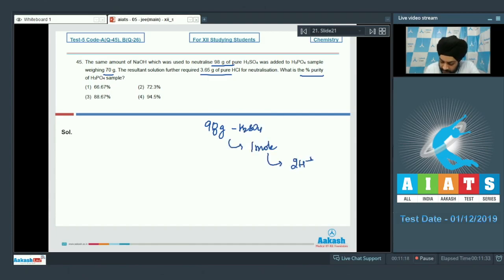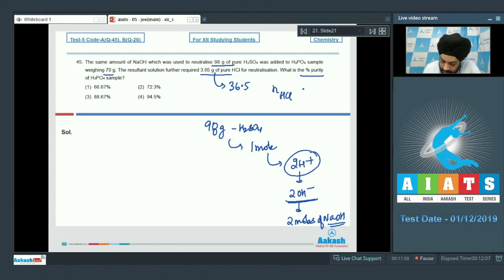Of H+. So to neutralize 2 moles of H+, we are going to require 2 moles of OH-. It must mean that 2 moles of NaOH had been taken. So now students, in the second neutralization, it is mentioned to us that the NaOH was added to 70 gram of H3PO4 and then the resultant solution further required 3.65 gram of pure HCl. So if we talk about this HCl, students, it has a molar mass equal to 36.5. So number of moles of HCl shall be equal to 0.1.